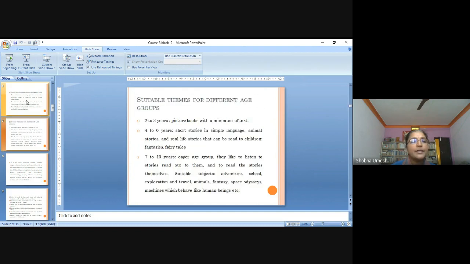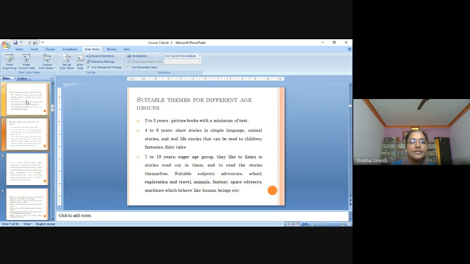And also we can see that, when we think about the theme, what would be the theme for different age groups? It varies from age to age. The same theme cannot be incorporated in the stories we write for all the age groups, from 2 to 15 years. So we can see what kind of stories interest the different age groups and fascinate them.